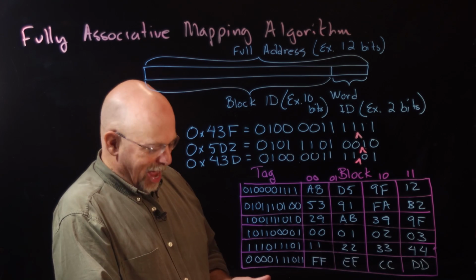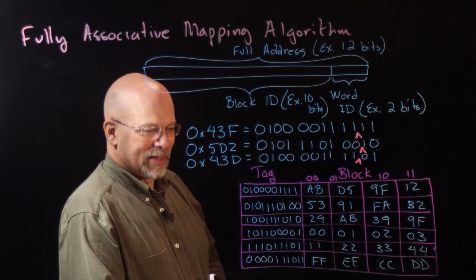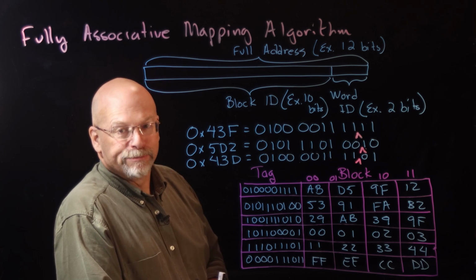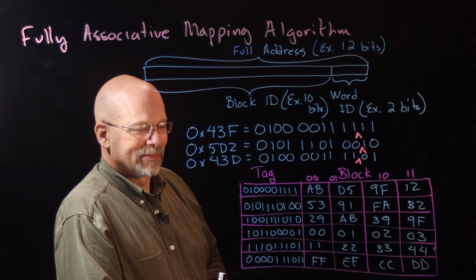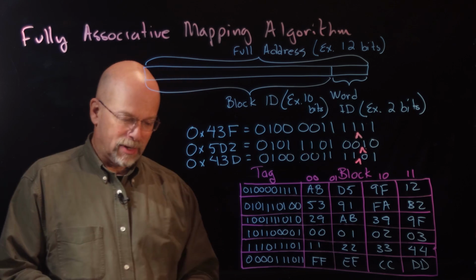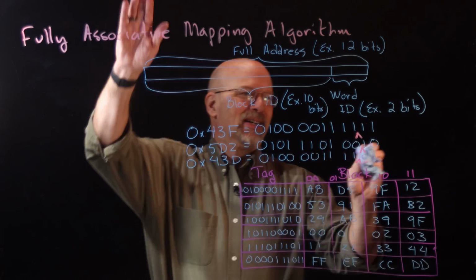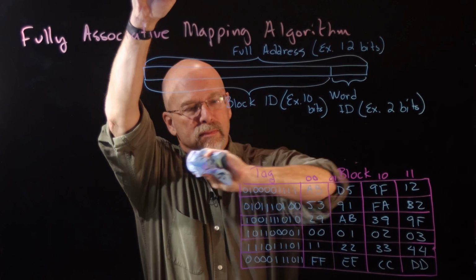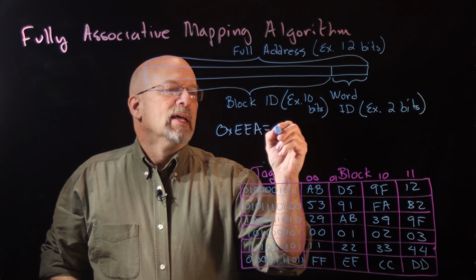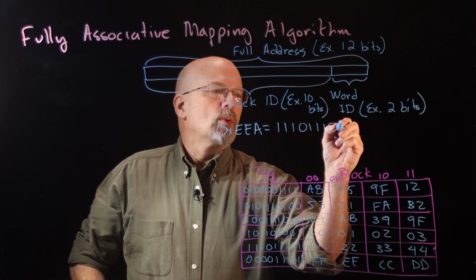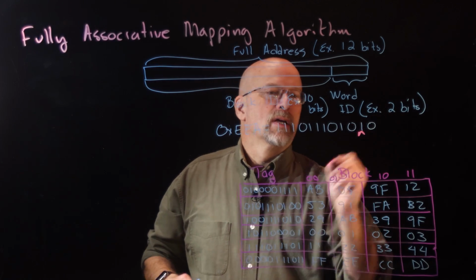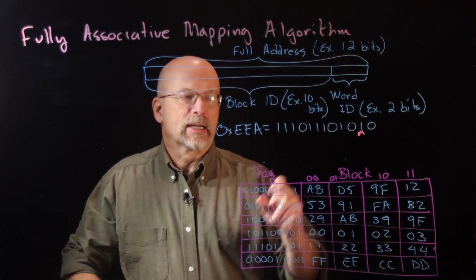So, a question I might give is, well, let's see. The processor is looking for the value at EEA. What is it? Well, first of all, EEA, that being the address. Let's go ahead and do the conversion. So hexadecimal EEA is 111011101010. All right. Now we divide this into the word ID bits and the block ID bits, right?